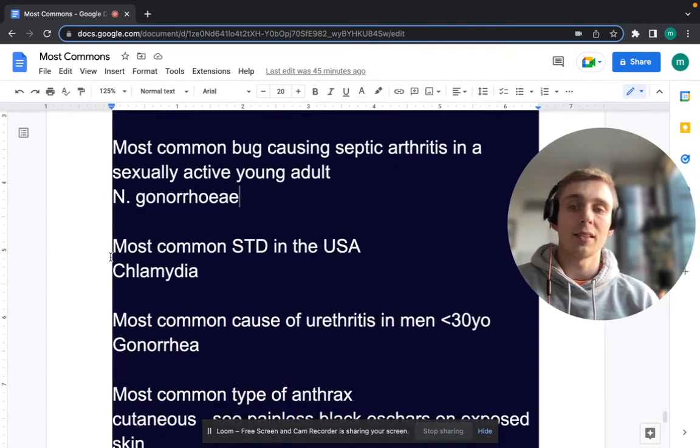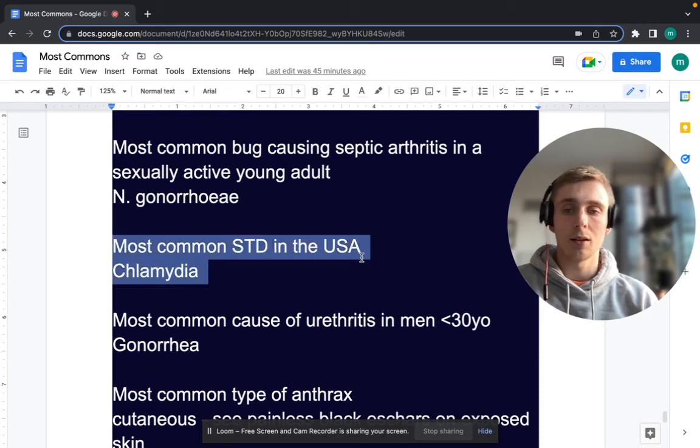What is the most common STD overall in the USA? The most common STD overall in the USA, that's chlamydia. So chlamydia, most common STD overall in the USA.